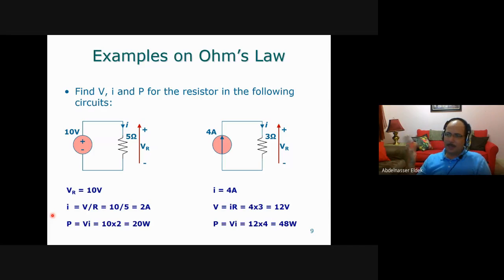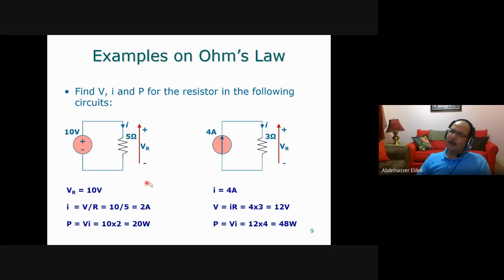Now let's take some examples. If you look at this circuit here, this is a volt source. It's a 10 volt. Then, of course, the VR will be 10 volt. Why? Because it is connected across the 5 ohm. This point is connected to this point, and this point is connected to this point. Then VR equals 10.